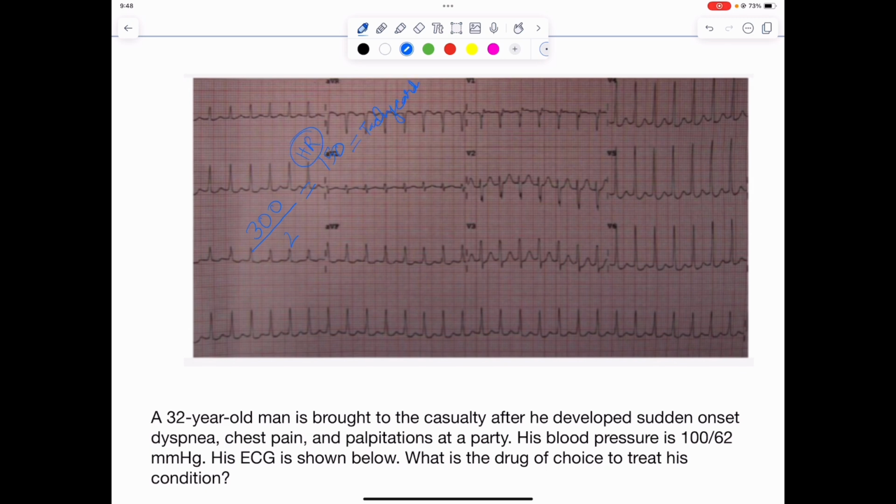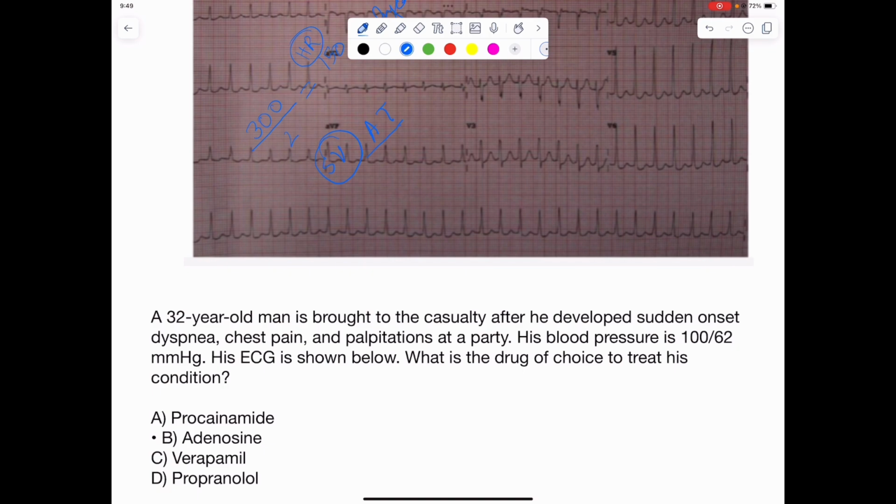Now, after doing this, let us see where the P waves are. There are no P waves visible. Only the QRS complex is visible, and there is tachycardia. So what does it indicate? Since the P wave is not visible, that means the pathology lies above the ventricle, that is the atrium. So it is supraventricular tachycardia. The drug of choice for PSVT is adenosine.